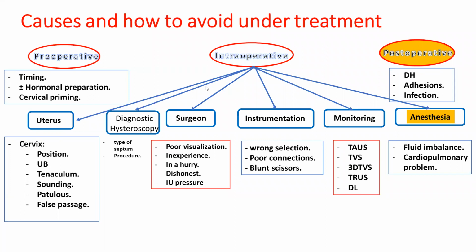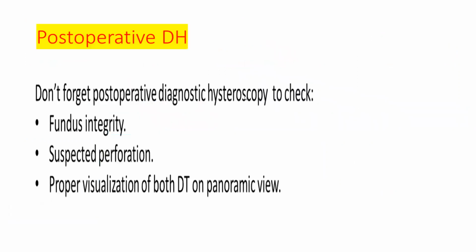As I told you, after your procedure, you should do hysteroscopy to check completion of the incision. And one of the important intraoperative causes of undertreatment is the anesthesia, because sometimes the patient has some fluid imbalance or cardiopulmonary problems, so the anesthesia doctor asks you to stop your technique and to hurry because the patient is not good. So this is another factor, and actually this can be caused by you as a surgeon if you are using a lot of fluid, or there is fluid imbalance in your technique.